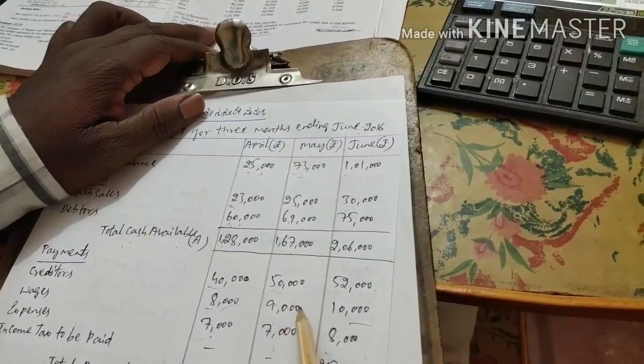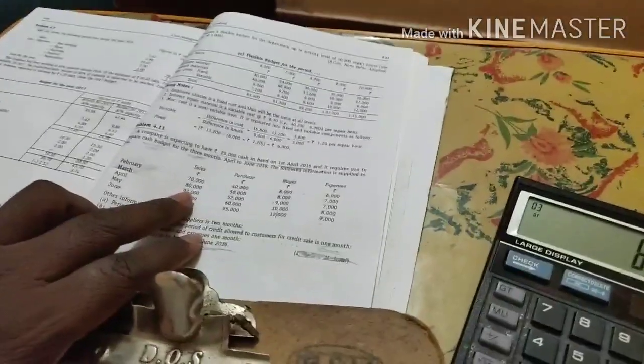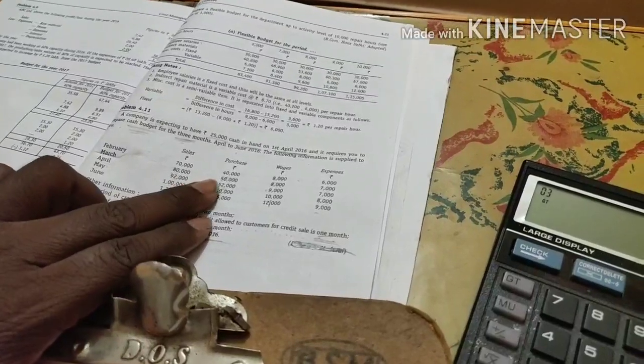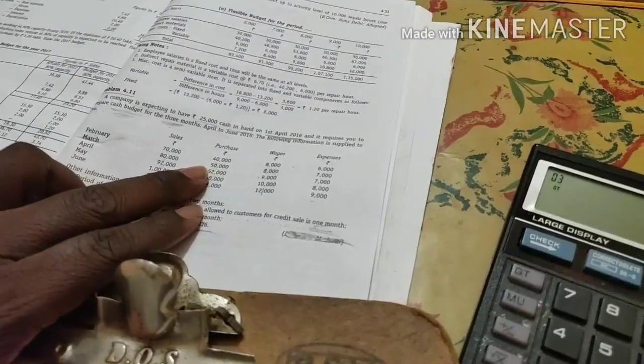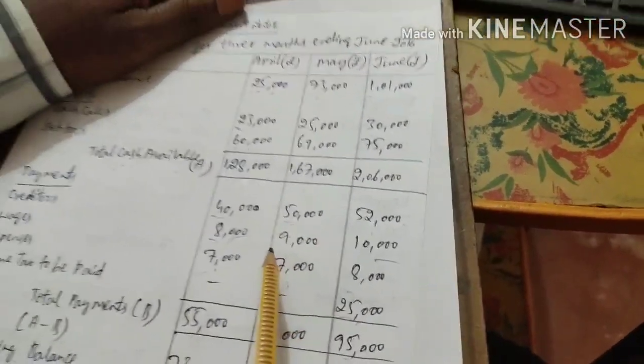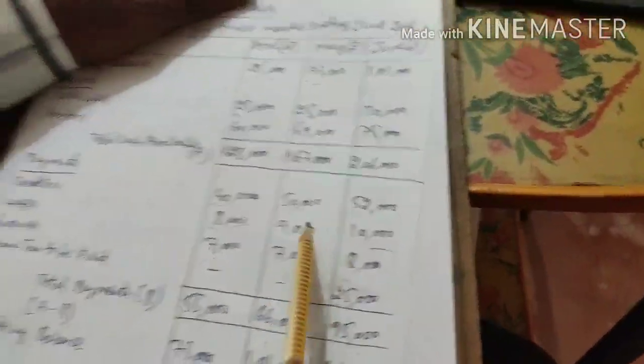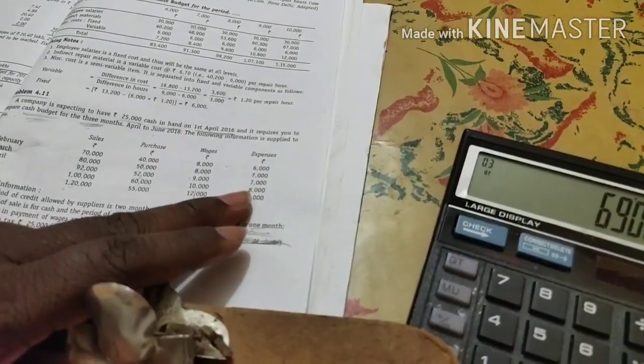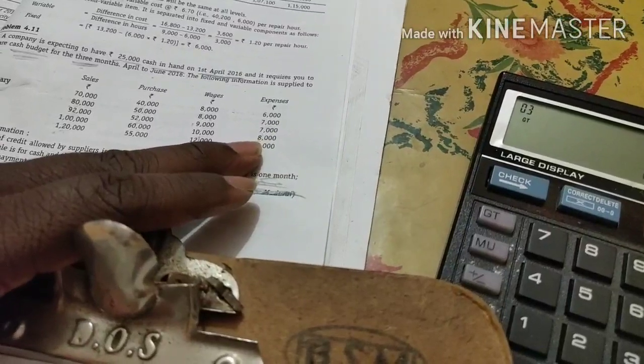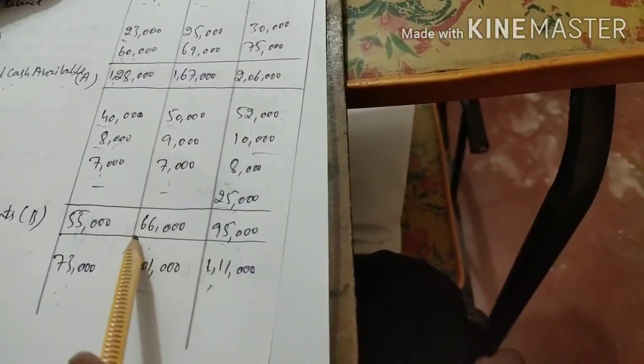Now coming to the payment side. Creditors, as I said, 2 months' time. In the previous month I took the February item, now I will take the March item. So what is the creditors amount? 50,000 I will enter. That I have paid in the month of May for the March item. And wages, 1 month. That is nothing but the month of April wages amount I have paid in the month of May, 9,000. Again the expenses also, the month of April expenses I have paid in the month of May. How much? 7,000.